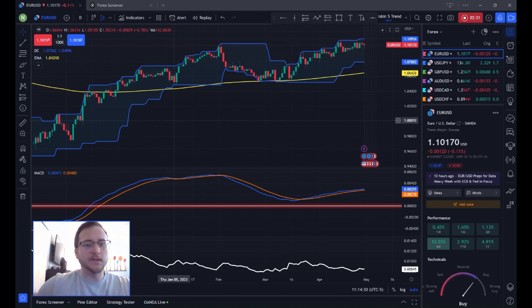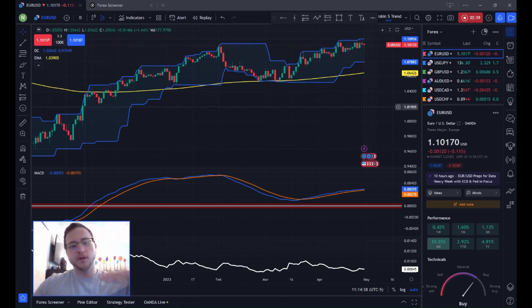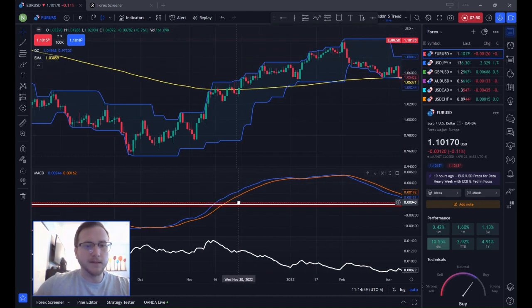I'm mainly looking at my 200-day EMA. If the price is above it, I'm trading long. If it's below it, I'm trading short. That immediately gives you that 50-50, so you have a 50% probability already. MACD on the 40-50, I like it. It's slower, especially for the daily. It gives you a good spot.